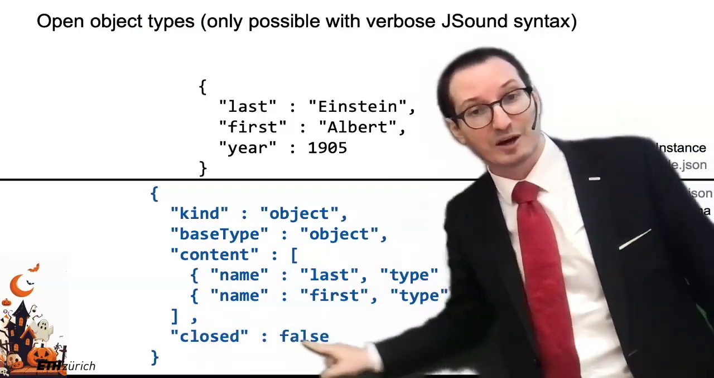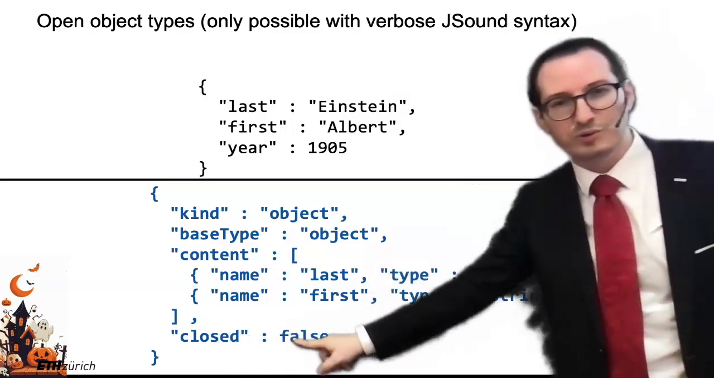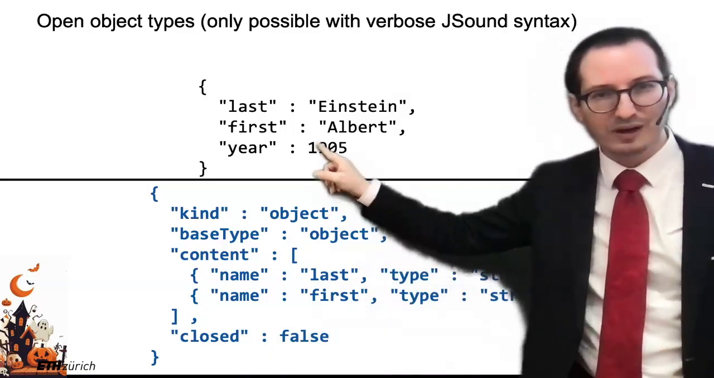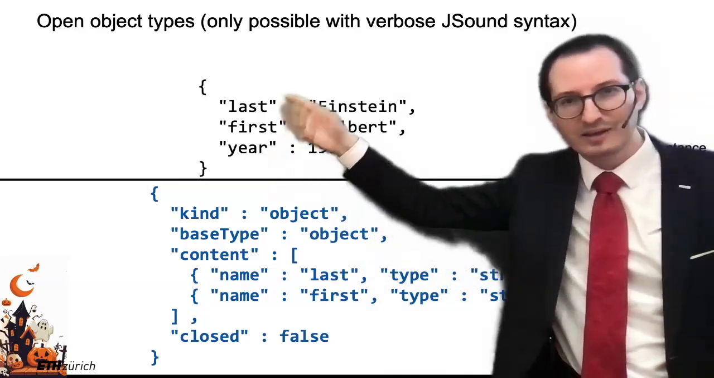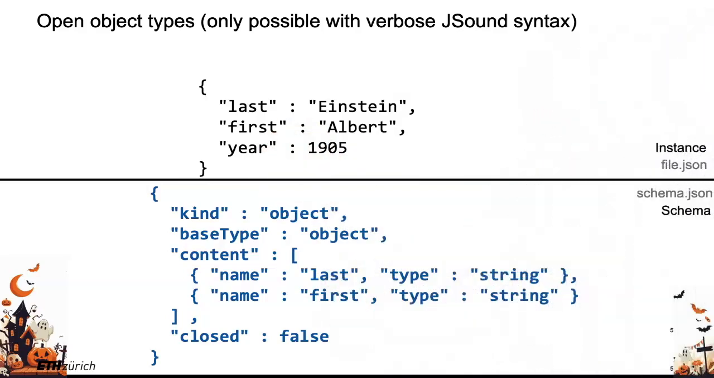And in particular, in the verbose syntax, you can add closed, which if you set it to false, then it's open. And then you allow in the instance for any additional keys, even though they are not listed in here, right? Who is with me?